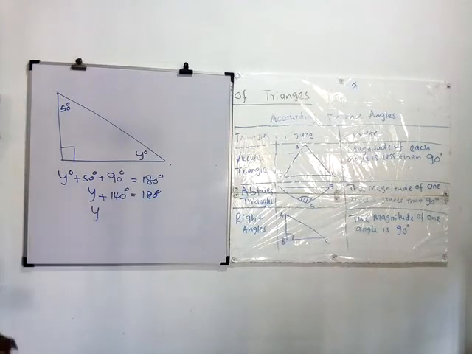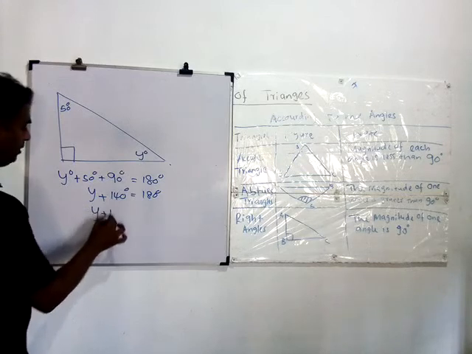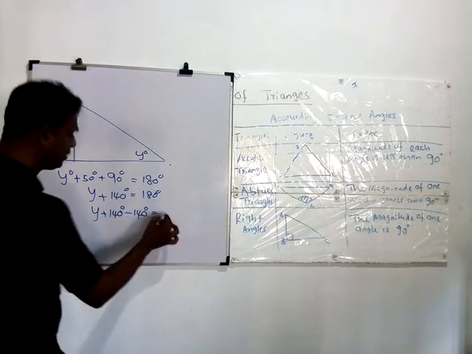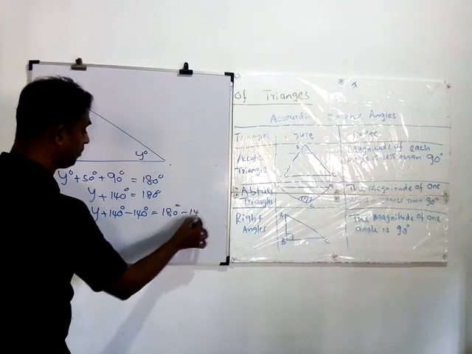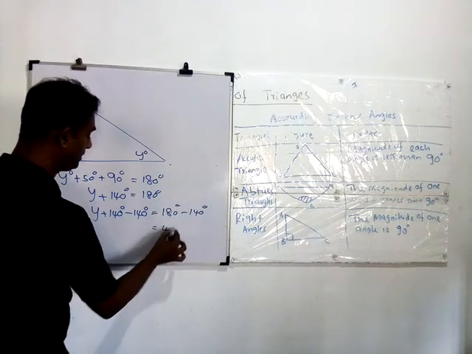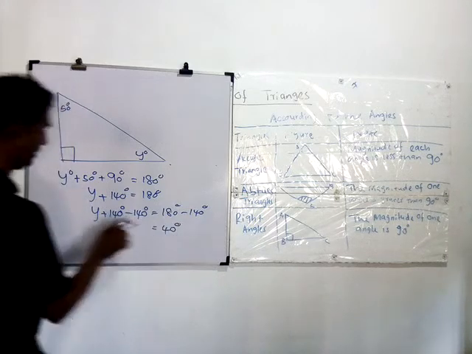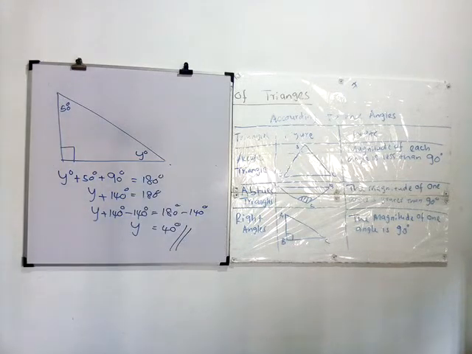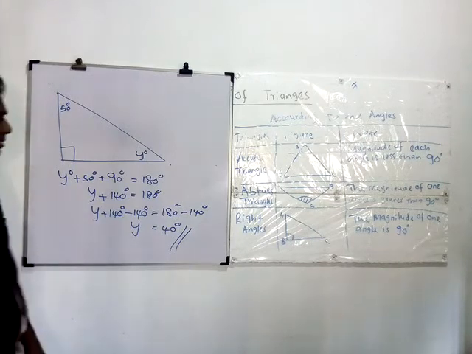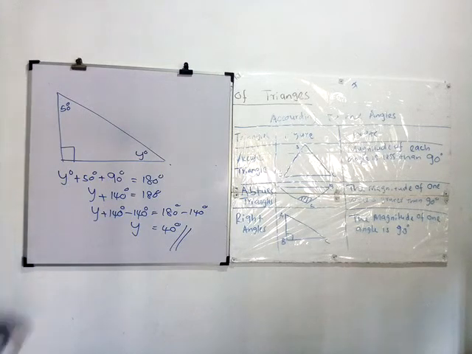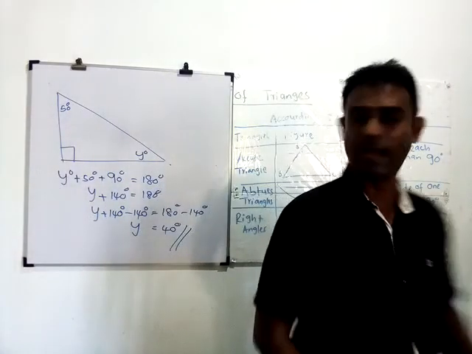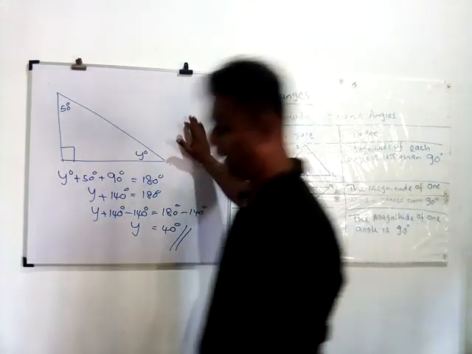Now we want to keep Y and remove the 140. Therefore we subtract 140, and we also subtract 140 on this side. The answer is 40. 180 minus 140, Y equals 40 degrees. Those are the two examples. There are 3 more examples, and I will solve them and send you a photo. I think you will be able to get some idea about triangles.